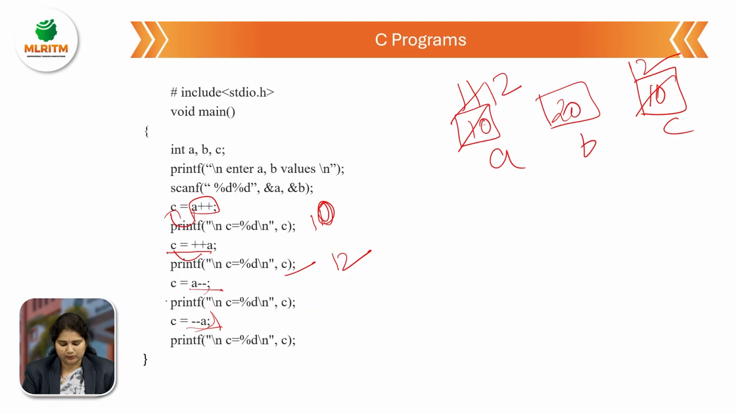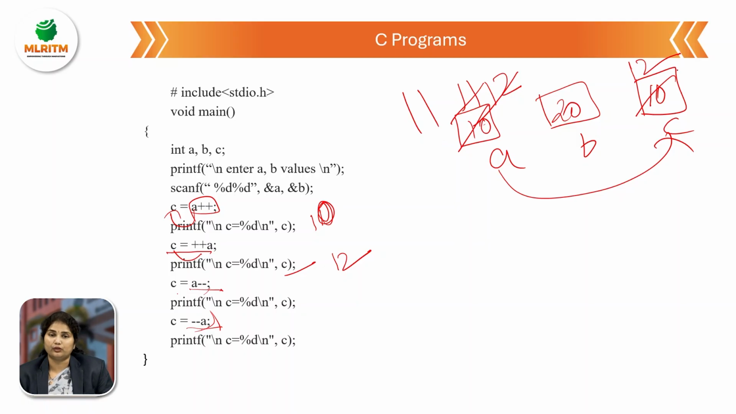Okay. Now coming to another statement, C equal to A minus minus. A value how much? 12. 12 is assigned to C. After that, the A value will be decremented by 1. 12 minus 1, the value is 11. In A we will have 11, and in C we will have 12. Now C will be printed. Output is 12. Now, C equal to minus minus A. Minus minus A means first the A value will be decremented to 11, and it is assigned to C.